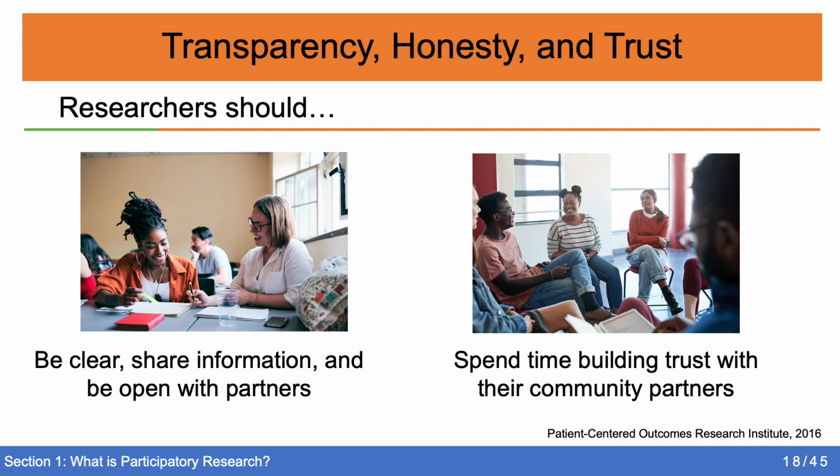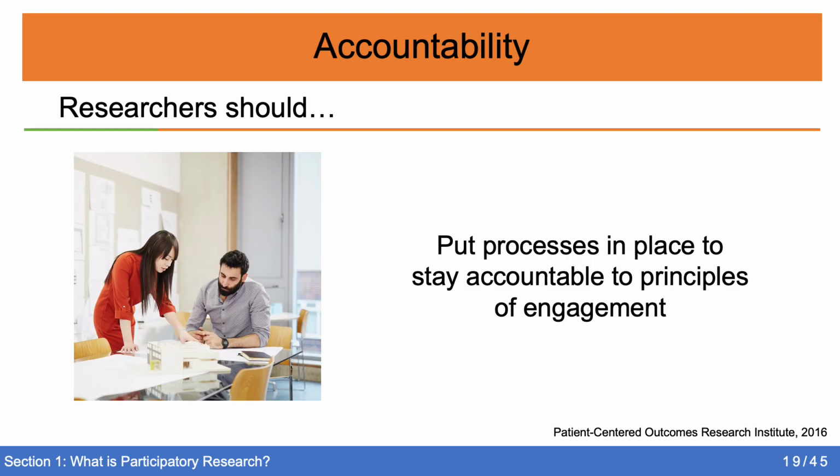Transparency, honesty, and trust mean that researchers are clear, share information, and are open with their partners. They should spend time building trust with their community partners so that partners are comfortable sharing their opinions and asking questions. Accountability means that researchers should put processes in place to make sure that the research team stays accountable for upholding the principles of engagement. They should continuously make sure their actions are in line with the principles of engagement and that they are staying committed to the community partnership.